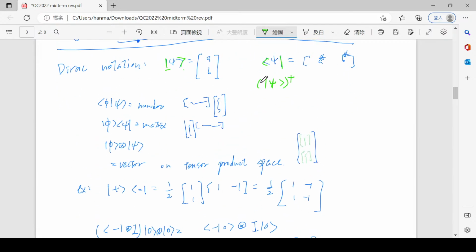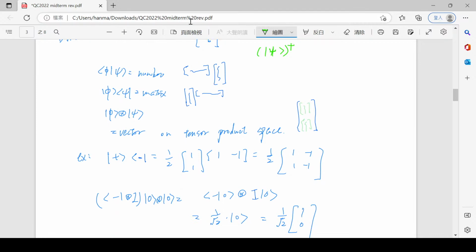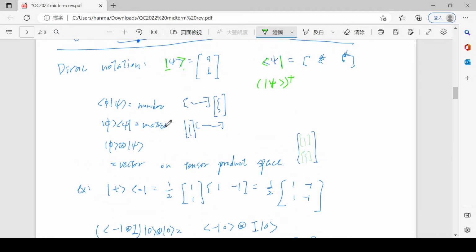But anyway, here we give some examples of Dirac notation calculation. Take this outer product matrix. For example, you have this plus ket times this minus bra. This plus gives you (1, 1) and this minus gives you (1, -1), and both have a 1 over square root 2, which multiply together to give you 1 over 2. The result will be 1 over 2 times the matrix with rows (1, -1) and (1, -1). Okay?